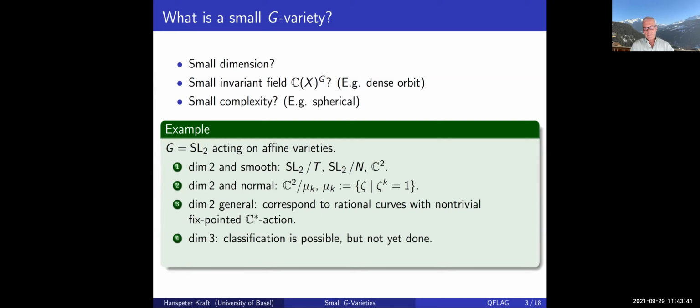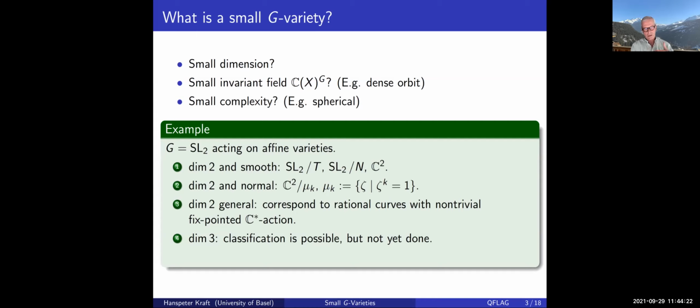I believe that classification here is possible. One case is, of course, the case of a dense orbit. The affine varieties with a dense orbit with trivial stabilizer have been classified by Popov long ago. And this has led to the whole embedding theory. This was the starting point of the whole embedding theory of groups, or homogeneous spaces, embedded in varieties. But what has not been done here yet is the dimension 3 case, which has not a dense orbit.